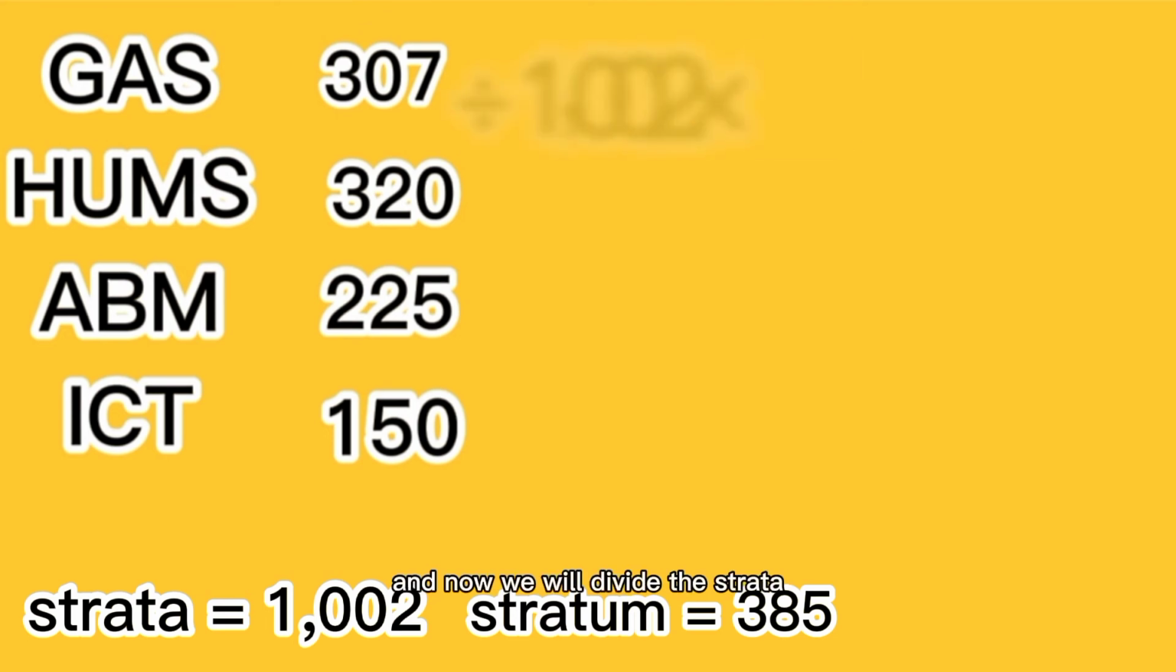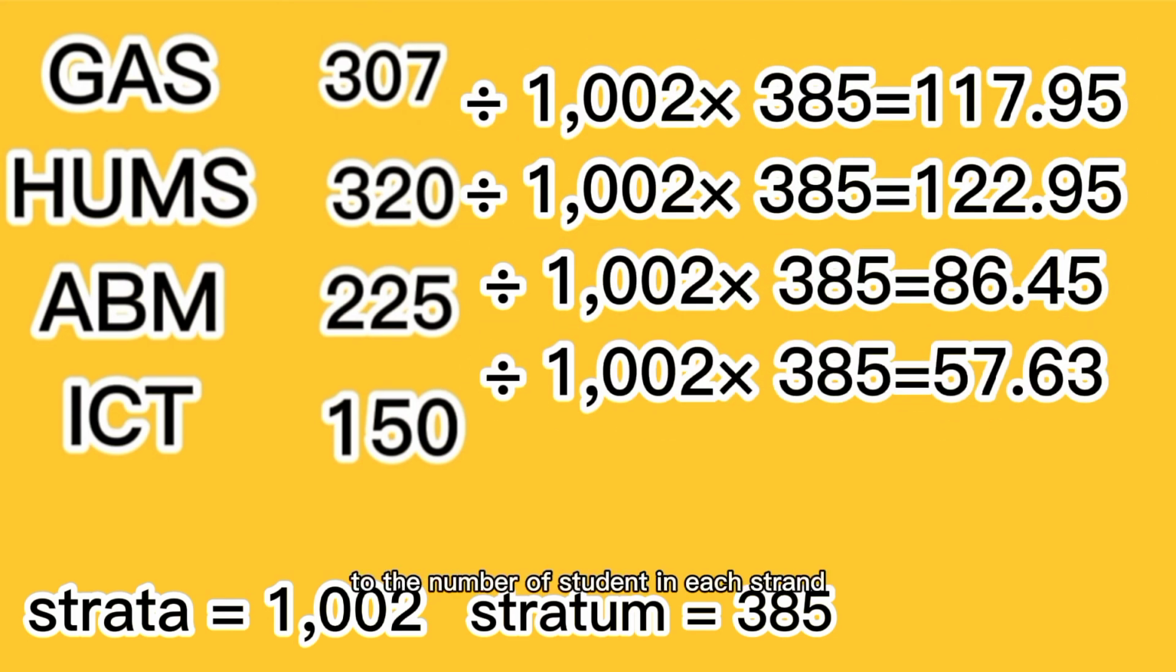And now we will divide the number of students in each strand by the strata and then multiply by the stratum. For example, in GAS, 307 divided by 1002 multiplied by 385 is equal to 117.95. And the same procedure for HUMSS, ABM, and ICT.